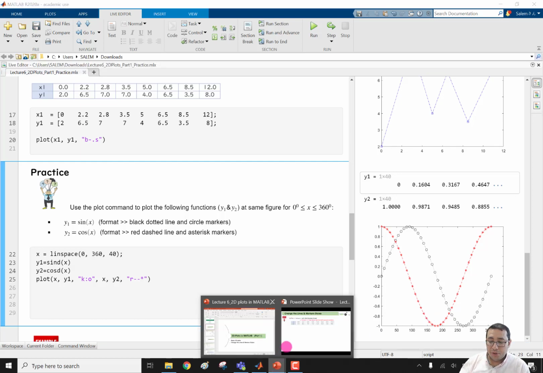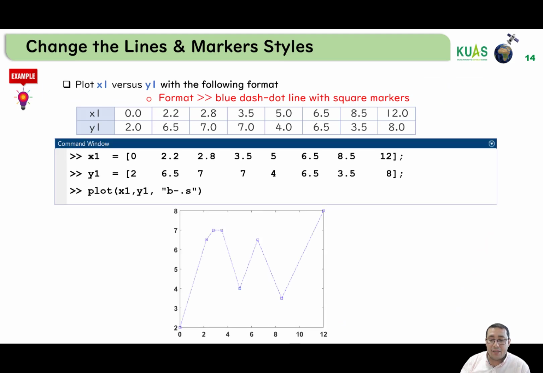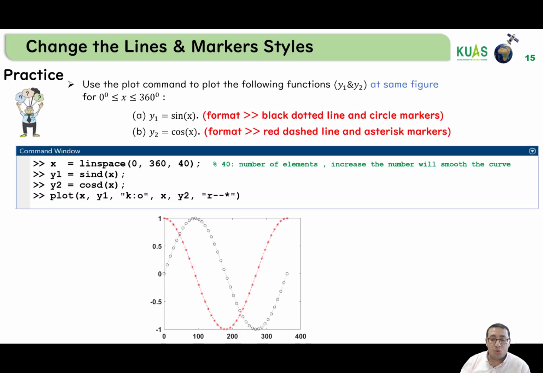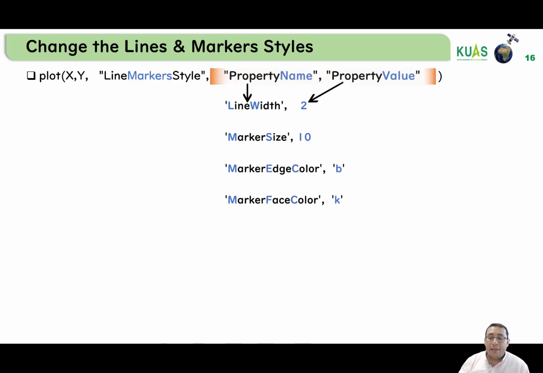Let's go back to the presentation. This is the example, and this is the same practice we just had. Let's move to the next step. In the first step, we learned about the line style and marker, where we changed the line color, the line style, and the marker style. But here, we need to change the property name and the property value. For the property name and property value, we can change the line width, the marker size, the marker edge color, or the marker face color.